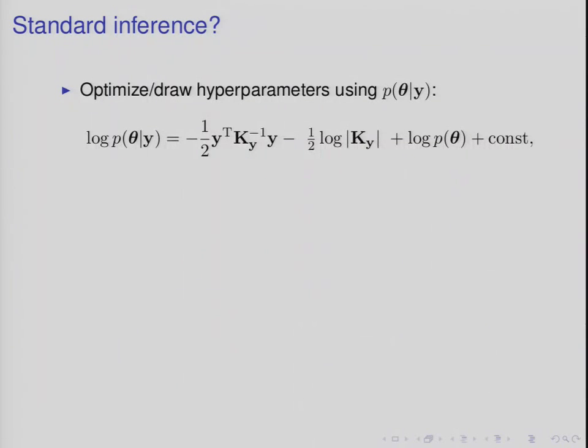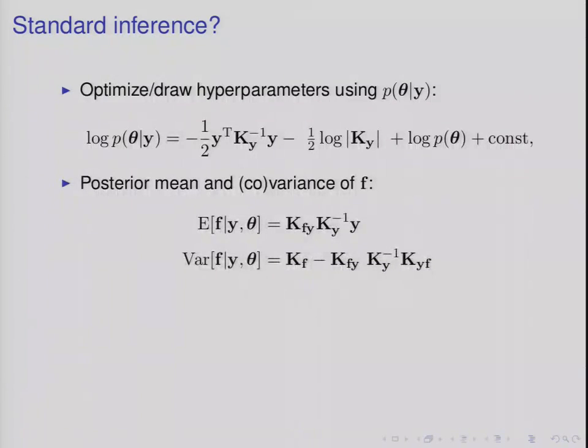So how to do inference with the model that we introduced? One of the standard ways would be to integrate out the function values and then learn the hyperparameters by drawing samples from the marginal posterior or maybe optimizing it. And, well, that's the density function.